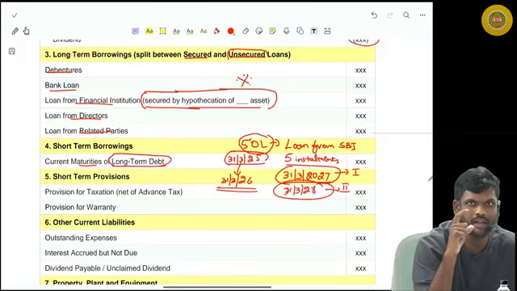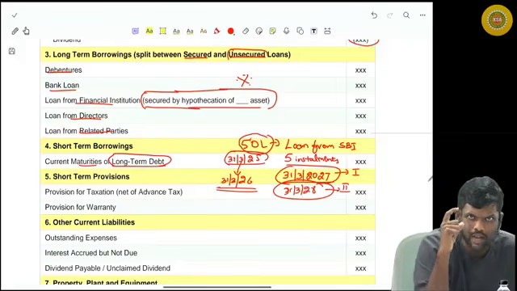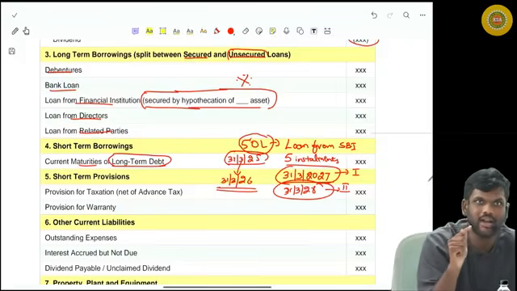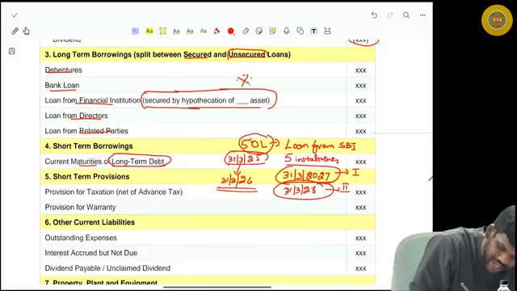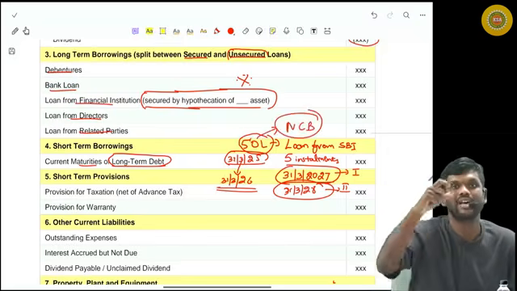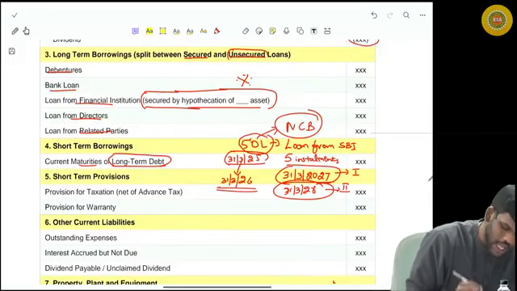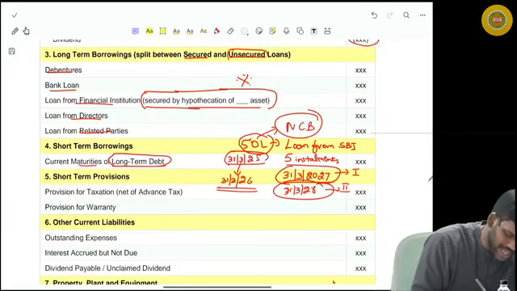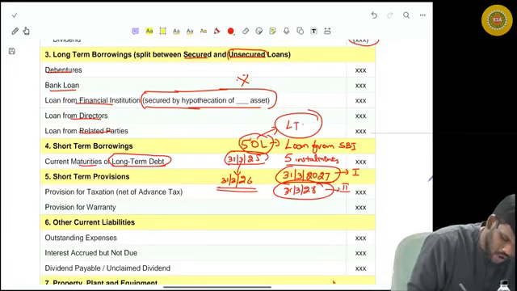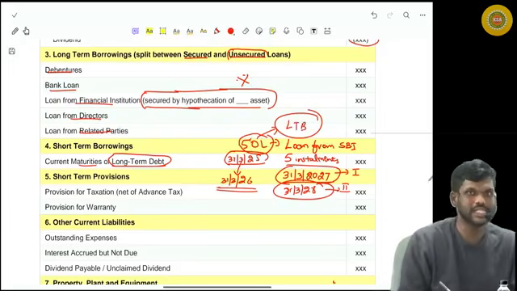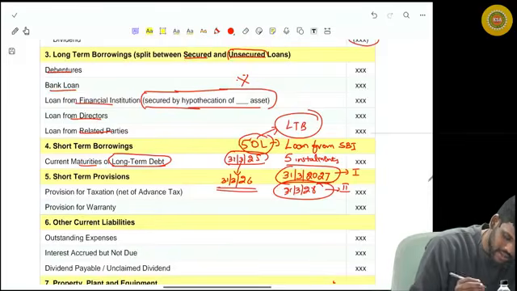That means when you're preparing this 31st March 2025 balance sheet, in that this entire 50 lakhs loan will be shown as long-term borrowings under non-current borrowings or non-current liability. This will be shown as long-term borrowings. Remember that this will come under long-term borrowings. Is this clear? Okay, fine, sir.